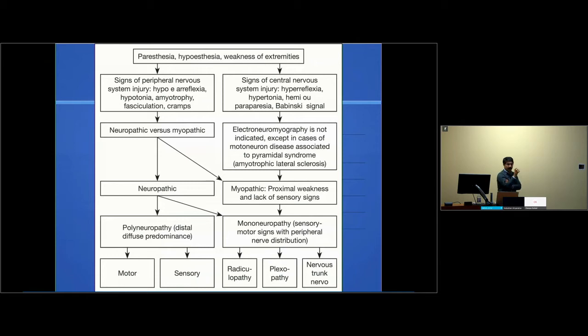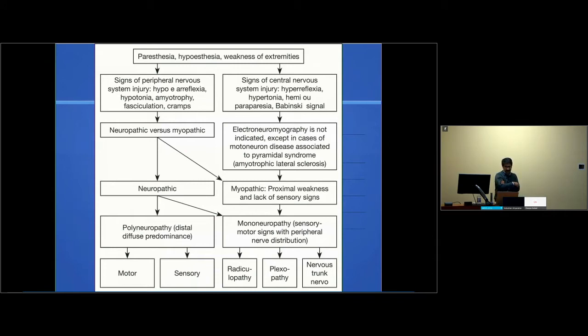You want to define on clinical grounds that this is a peripheral neuropathic source, and then you look at whether the weakness is due to a neuropathic or myopathic source, and then EMG can help differentiate between the two.